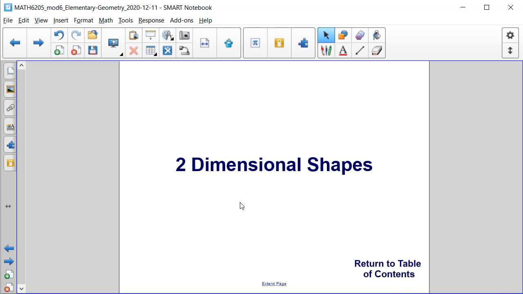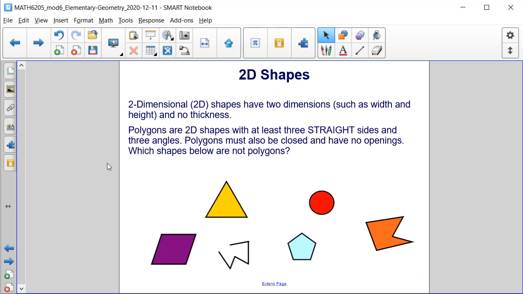Two-dimensional shapes. Two-dimensional shapes, or 2D shapes, have two dimensions, such as the width and height, and no thickness.